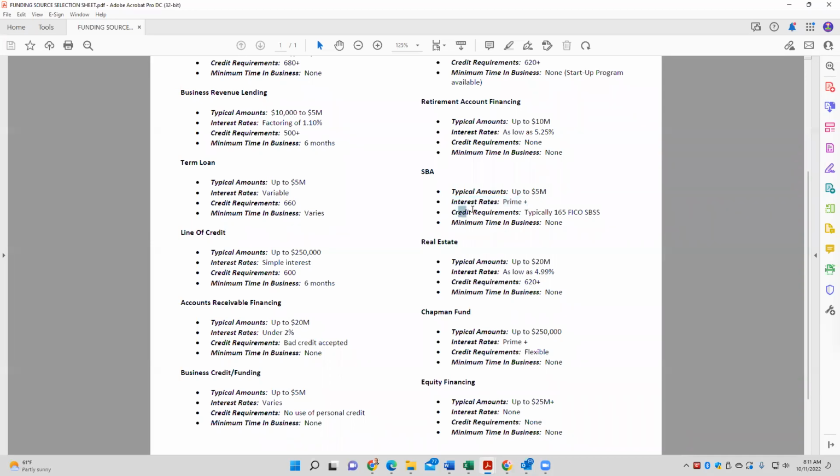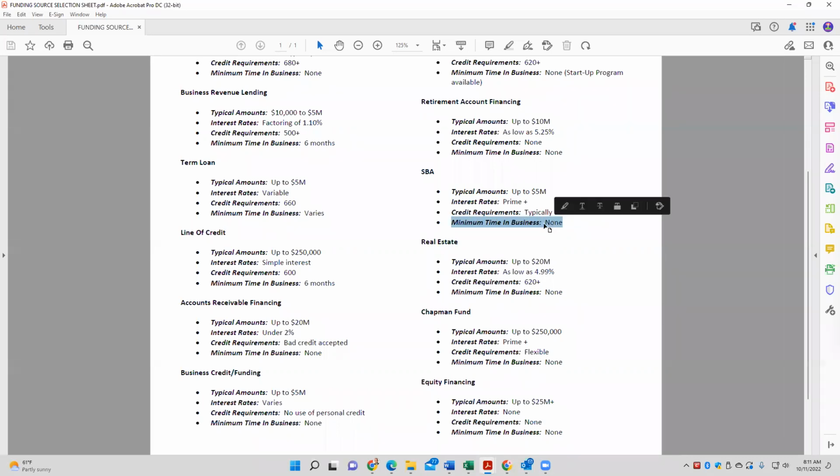Credit requirements sometimes throw people off because, well, again, there are different SBA funding programs, but typically they're looking at a different credit scoring algorithm than what a lot of us are used to. It's called FICO SBSS, Small Business Scoring System, and we need a 165 for it. The good news is if a client doesn't have a 165, we can get them to a 165 normally very quickly. And there is no minimum time.